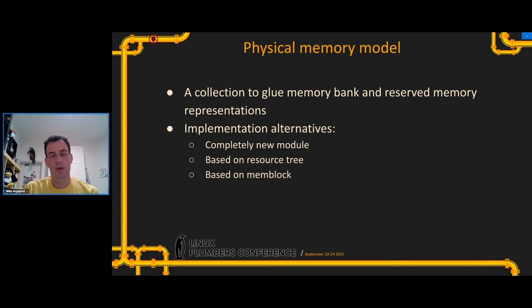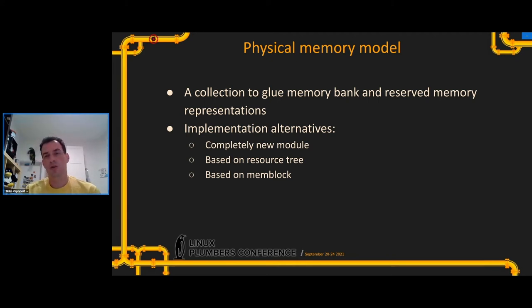And to wrap it all, we need some collection data structure that glues memory bank and reserved memory representations. It could be a tree, it could be an XArray, it could be just a resizable array like memblock. We can choose. I think there are three possible ways to move forward with this representation. One is to start a completely new module, which doesn't look like a really bright idea to me, so we'll add a fourth point of synchronization to what we already have. And it would be too revolutionary rather than evolutionary. It's not the way that we usually do things.